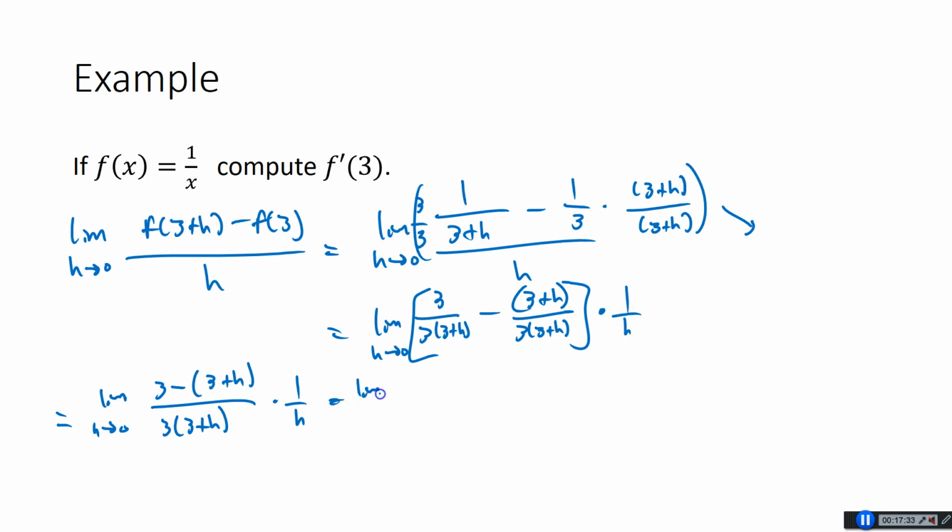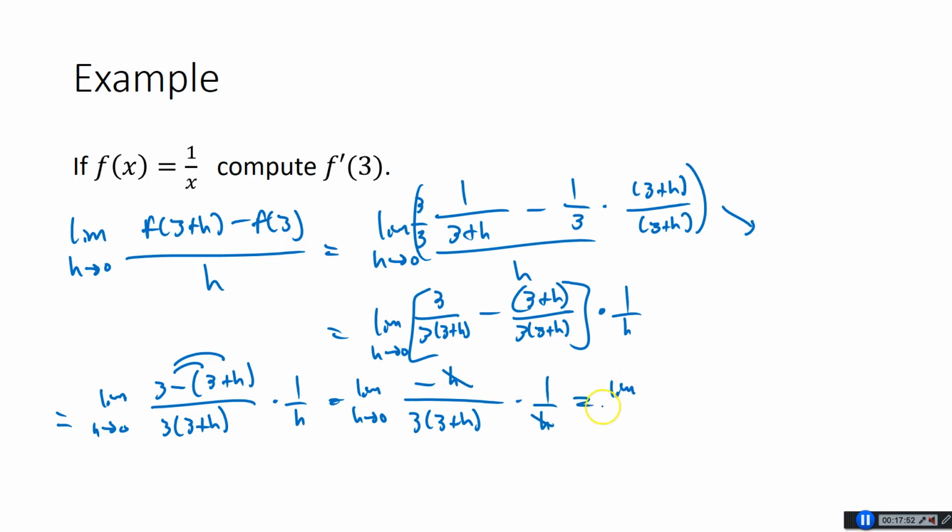So that is the limit as h approaches 0. This negative distributes. The 3's cancel. I have a negative h. Do not lose that negative sign. So many people do. Okay? But you distribute the negative. So we have over 3 times 3 plus h, times 1 over h. Those h's cancel. I'm left with a negative 1 upstairs.